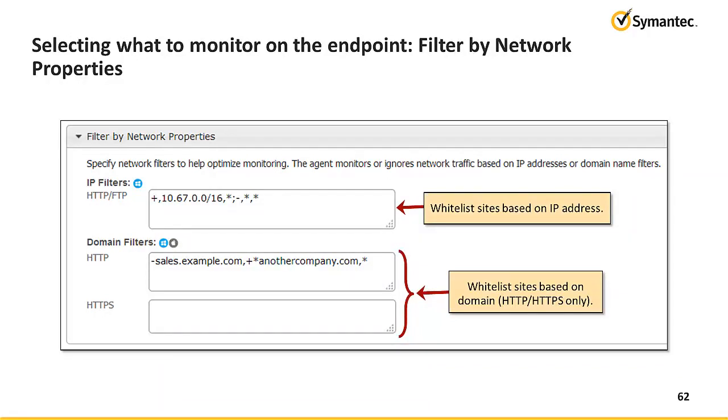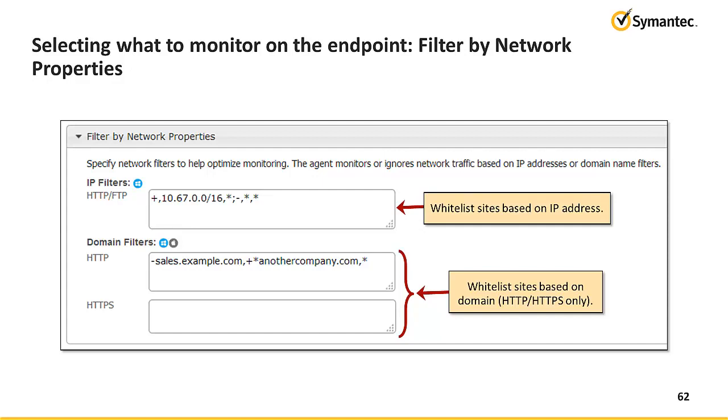Under the Filter by Network Properties section, you can whitelist sites based on their IP address or domain. For instance, you would probably not want to monitor your organization's internal wiki site, which is a trusted site and could create many false positive results. Note that using network property filters is classified as a pre-detection operation, as opposed to detection that occurs at the policy level. Therefore, it does not use additional processing resources during detection.